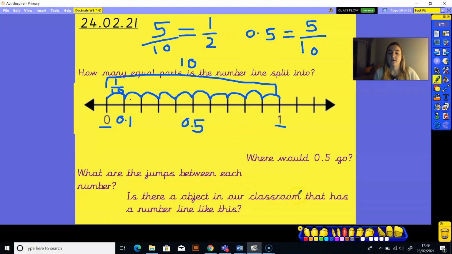Now, is there an object in our classroom that has a number line like this? You may also have one of these at home. Have a little guess and see what you think it may be. If you guessed ruler, then you would be correct, because in 1 centimetre, we have got millimetres, haven't we? And in 1 centimetre, there are 10 millimetres. We also know that 5 millimetres is half a centimetre. So 0.5 again is equal to a half.